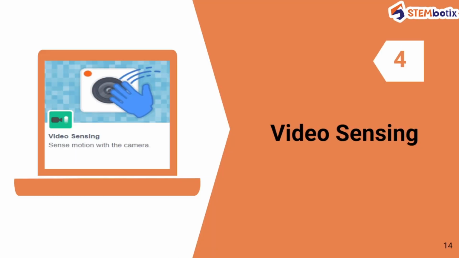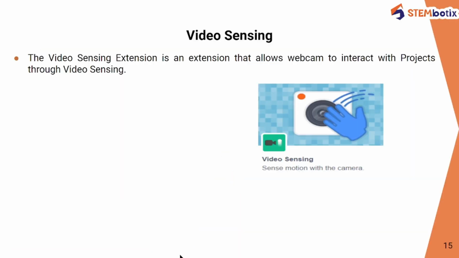After making a guitar tune and making a geometrical shape, let us move forward with the fourth part of this tutorial, which is video sensing. This is another extension available in Blockzie's block programming palette. This is how your video sensing extension looks. The video sensing extension allows the webcam to interact with projects through video sensing.